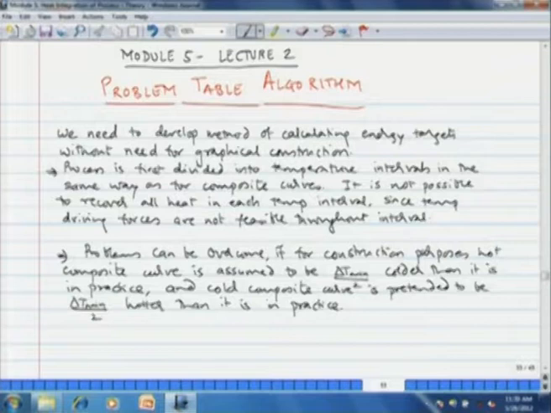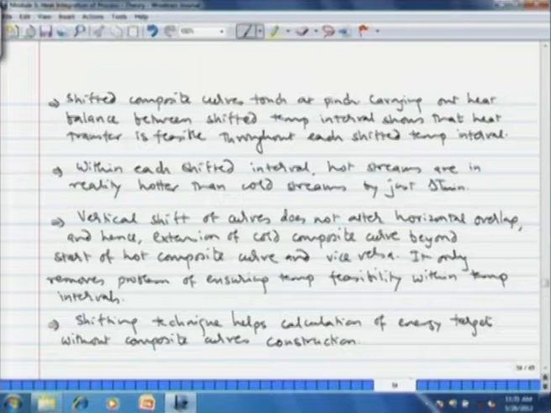throughout the interval. The problem can be overcome if for construction purposes the hot composite curve is assumed to be delta T min by 2 colder, meaning the temperatures are reduced by a quantity delta T min by 2, and then it is in practice, and the cold composite curve is pretended to be delta T min by 2 hotter, thus increasing the temperature exactly by the same quantity as you have reduced the temperatures for hot streams. The shifted composite curves touch each other at the pinch.